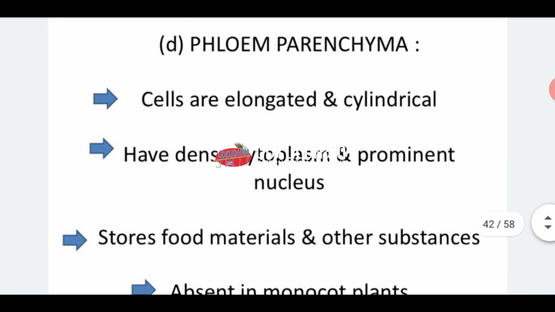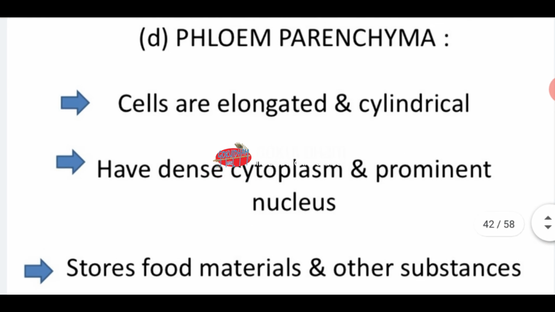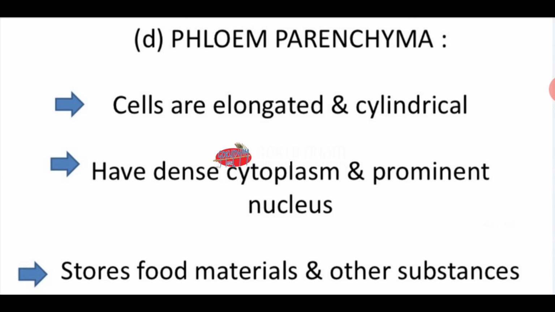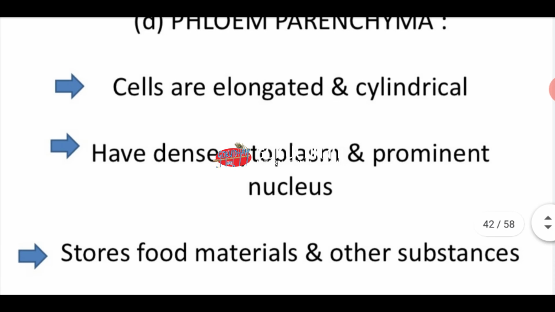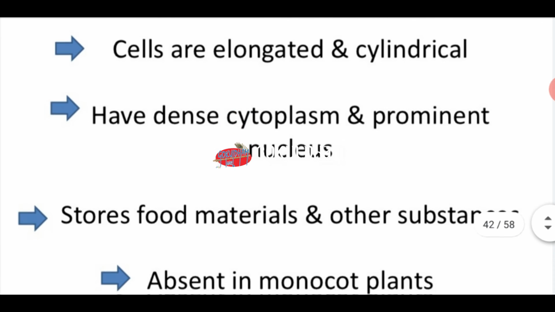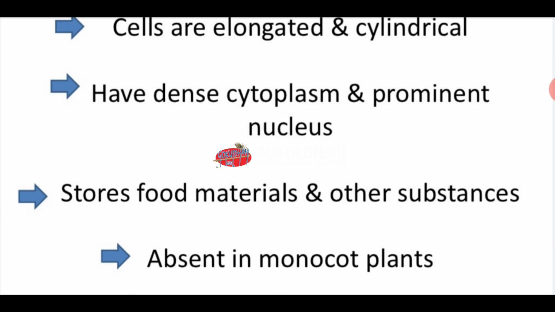Now next is phloem parenchyma. Like xylem parenchyma, parenchyma present in phloem is known as phloem parenchyma. The cells are elongated and cylindrical. Means the phloem parenchyma cells are elongated and cylindrical, with dense cytoplasm and a prominent nucleus. Means it always has dense cytoplasm and a prominent nucleus. And then it stores the food material and other substances, and it is absent in monocot plants.